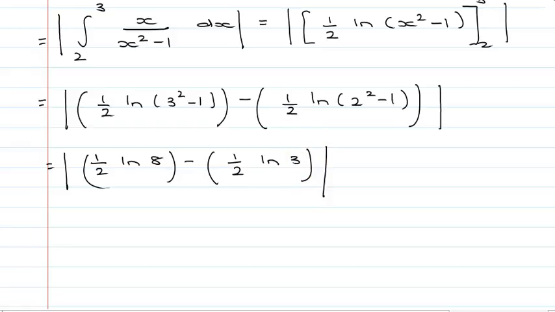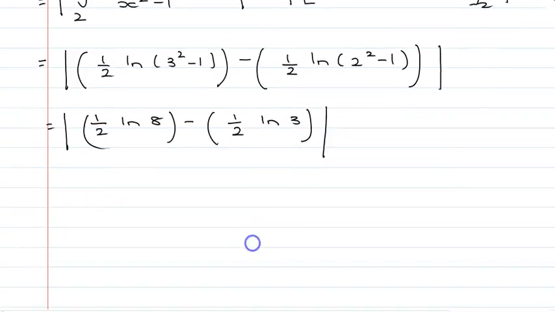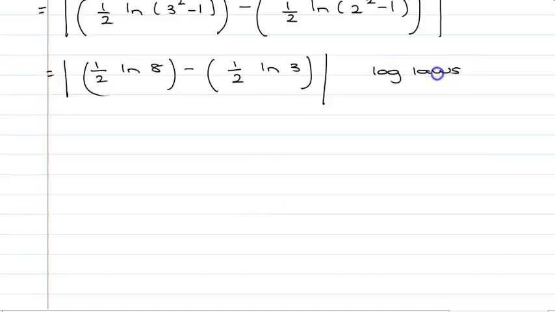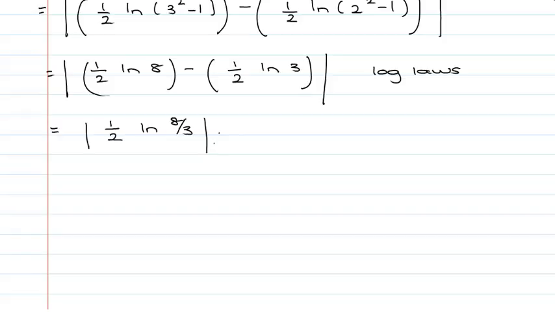Okay, so if we're working this out as though we don't have a calculator, we can use our log laws. Remember, if you have the same base, which we do, it's the natural log for both of them, and there's a subtraction between them, we can divide these numbers. So this becomes the absolute value of 1/2 the natural log of 8/3. Now, without a calculator, that's as far as we can go. So we would leave our answer in exact form as so.